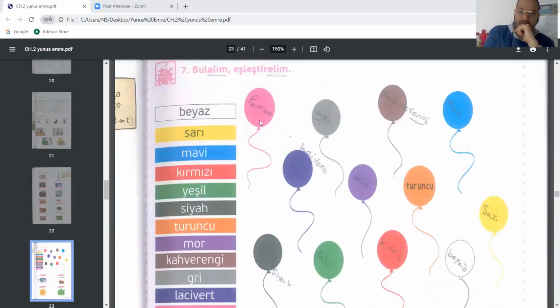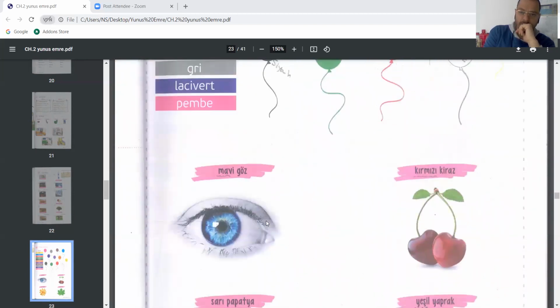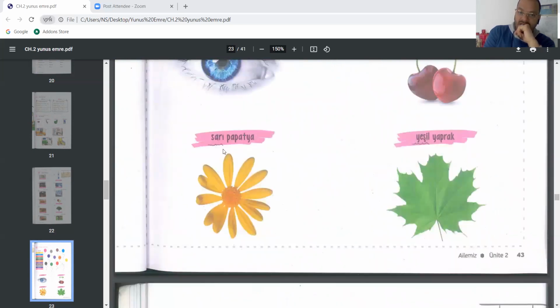Here, pembe, gri, kahverengi, mavi, lacivert, mor, turuncu, sarı, beyaz, kırmızı, yeşil, siyah. Mavi göz, kırmızı kiraz, yeşil yaprak, sarı papatya.